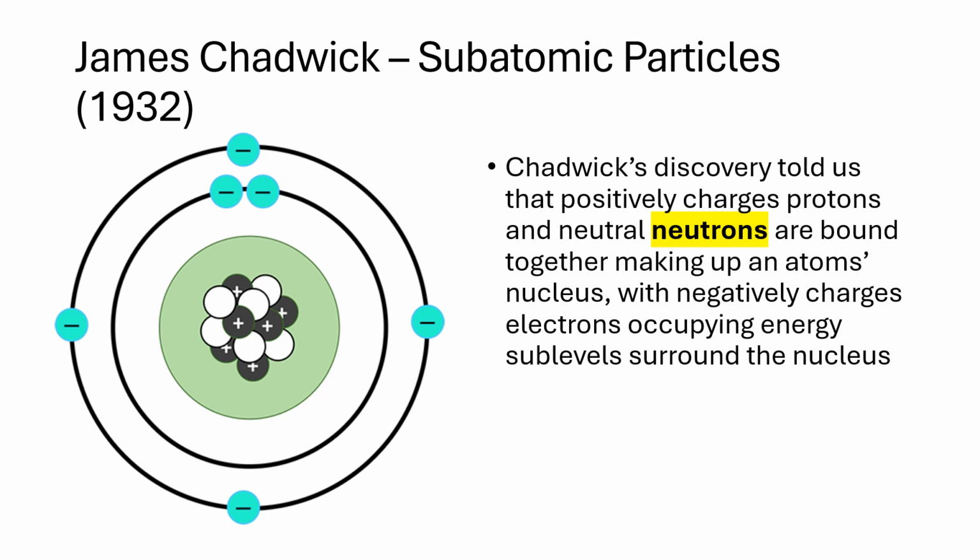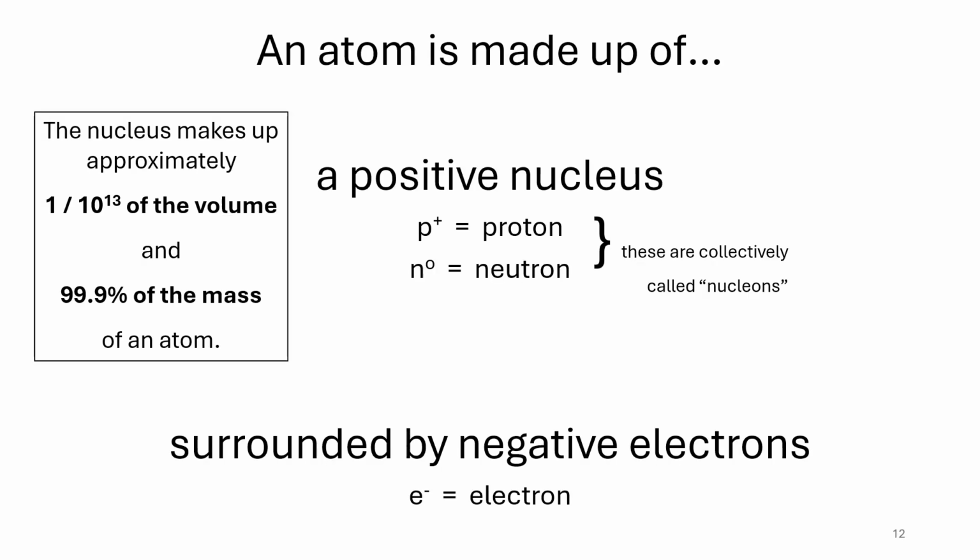We have three subatomic particles that you definitely need to know. Protons are positive, electrons are negative, neutrons are neutral. Amazing. That covers the history of how we discovered things. So now we have to move on to the structure of the atom, okay? Like I just said, an atom is made up of a positive nucleus with protons and neutrons, and it's surrounded by negative electrons. So we have a general idea of what it looks like.